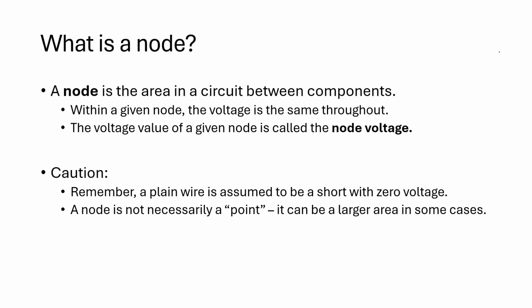Okay, so first, what is a node? We talk about node analysis, and our first step is to identify all the nodes in our circuit. A node is the area in a circuit between components. And this might seem kind of dumb and boring. Why is this so special? The reason this is important is because within a given node, the voltage is the same throughout. And the voltage value of a given node is called its node voltage.